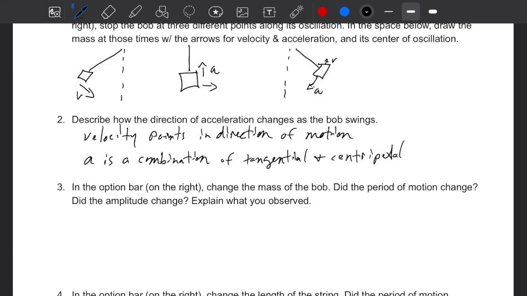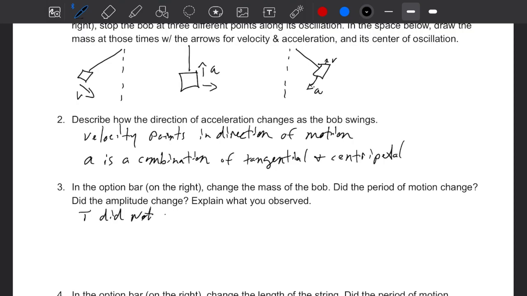In the option bar on the right, change the mass of the bob, and did the period of the motion change? What's our formula? 2 pi times the square root of L over g? Yeah, changing the mass here is not going to change anything. Look at the formula. Mass doesn't matter when it comes to a pendulum.